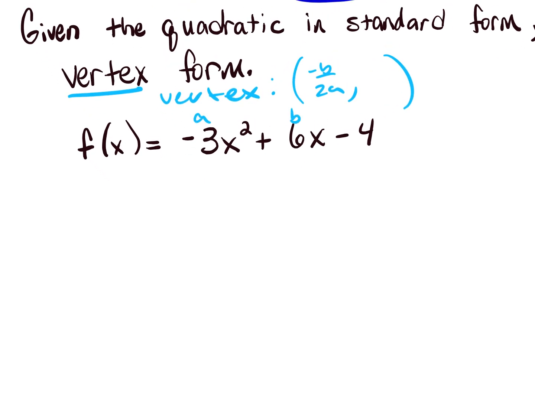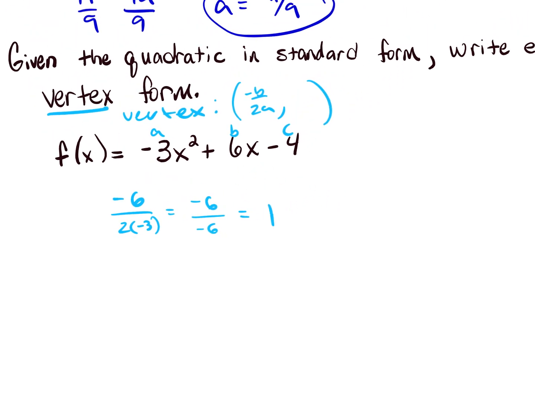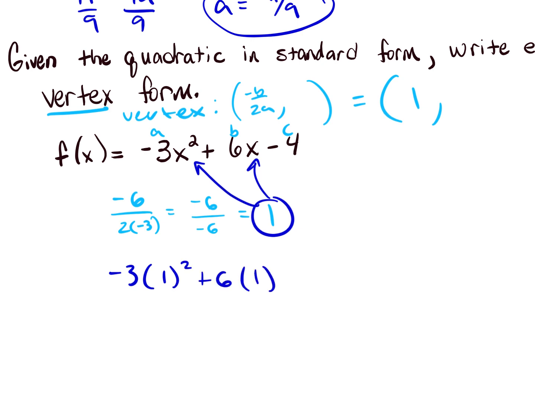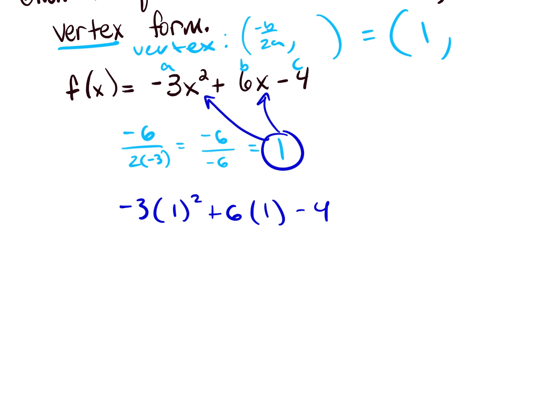So I have a, b, and c. So negative 6 over 2 times negative 3 would be negative 6 over negative 6, which is 1. So the first number in our vertex is 1. How do I find the second number in the vertex? Awesome. We could either use that other formula or we can plug it into the x's. So I have negative 3 times 1 squared plus 6 times 1 minus 4. This would be negative 3 plus 6 minus 4. So 3 minus 4, which is negative 1.